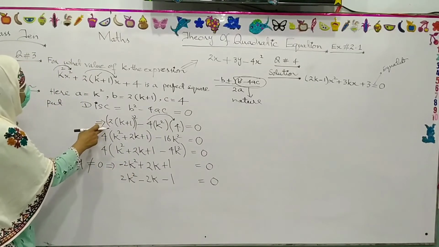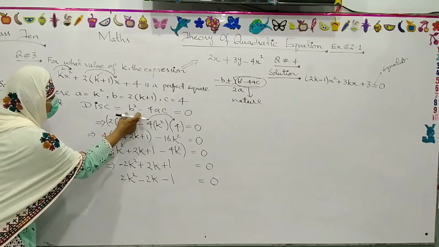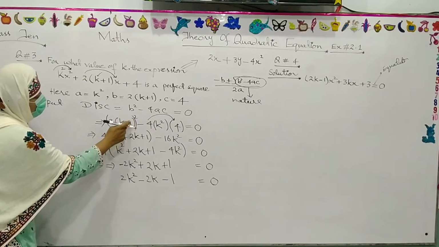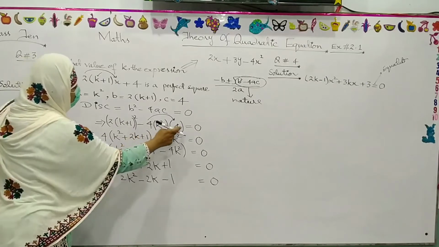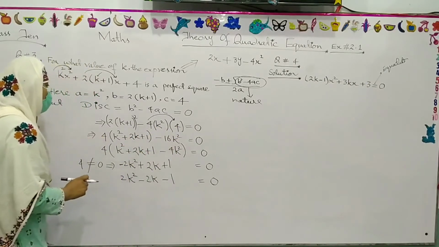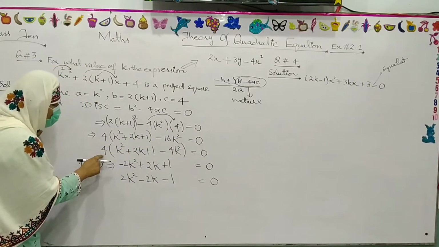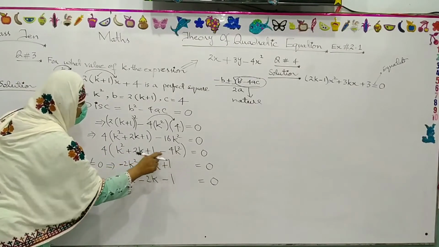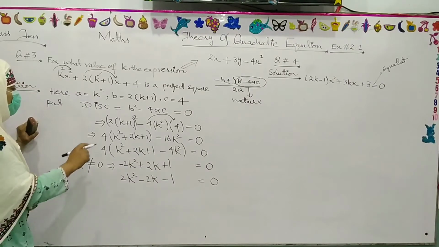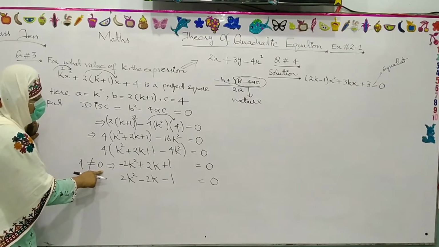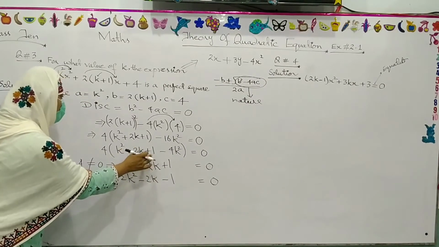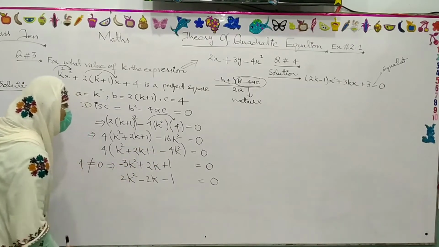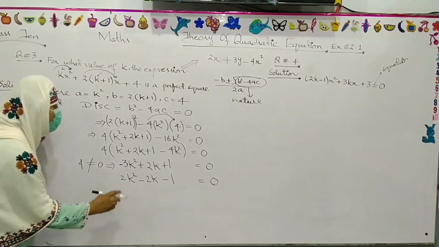Now, what is our next step? I will complete its square. I will open it. It will be 4 into k square plus 2k plus 1 minus 16k square. Now I have taken common 4. What will be k square plus 2k plus 1 minus 4k square equals to 0. Constant is not equal to 0, which implies this factor, it is minus 4 plus 1, minus 3k square plus 2k plus 1 equals to 0.